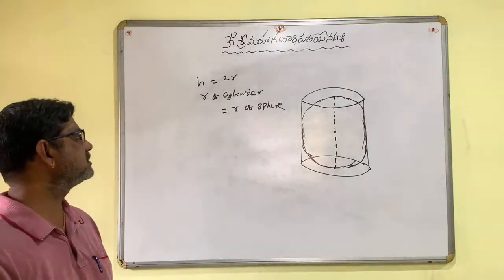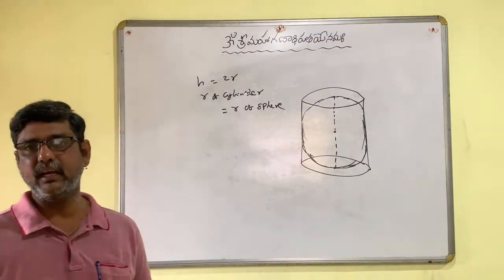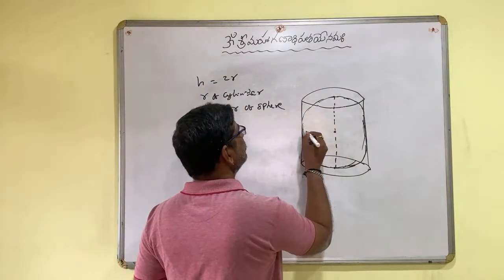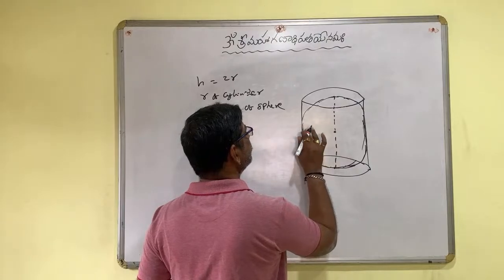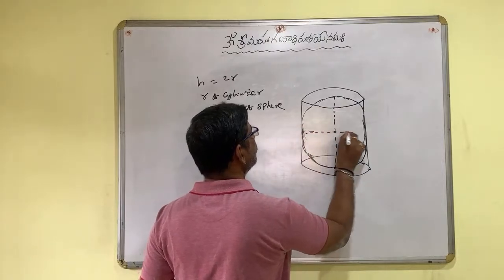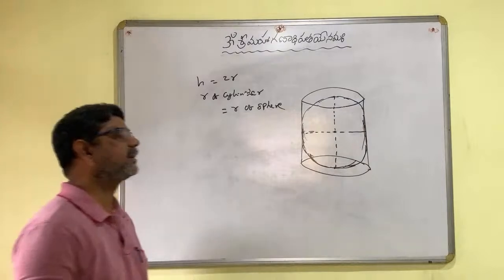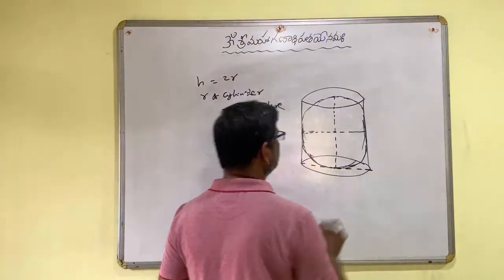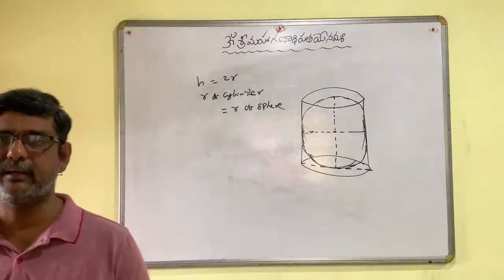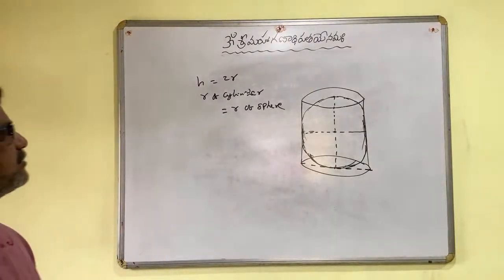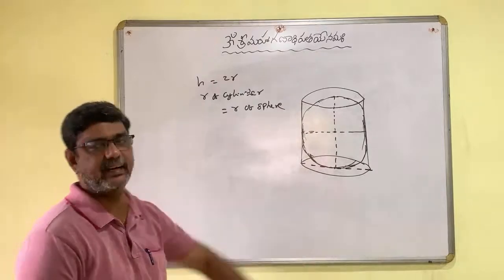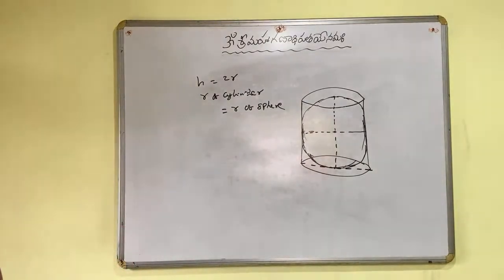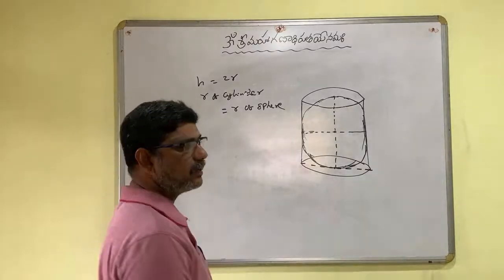And the second one is that the diameter of the sphere is the same as the diameter of the cylinder. That means the radius of the cylinder is the same as the radius of the sphere. These two points we need to understand from the figure.